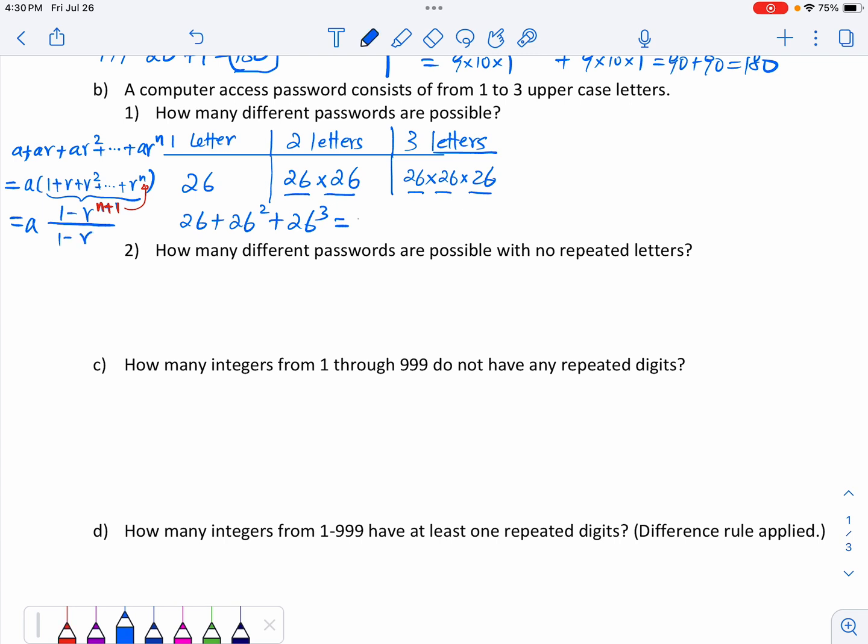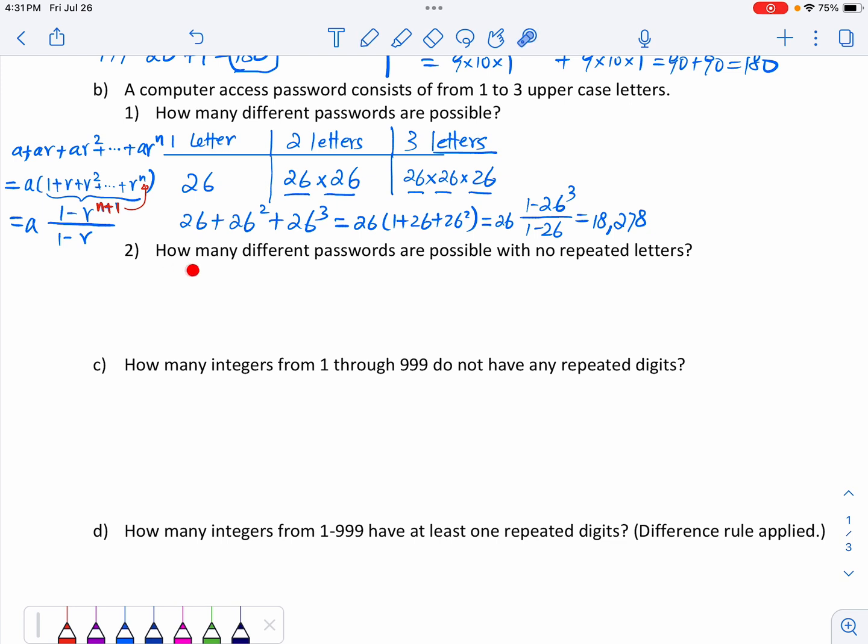In this case, I'll factor out my 26. It becomes 26 times (1 plus 26 plus 26 squared). And this is equal to 26 times (1 minus 26 to the 3, one more than the highest power of 2) over 1 minus 26. And you can do the algebra. I believe it is 18,278. You can double check that.